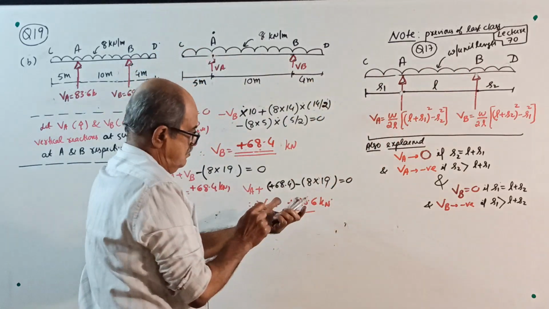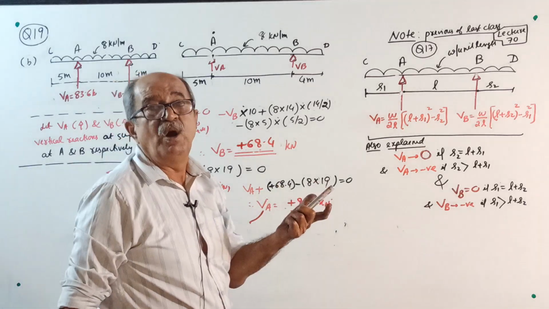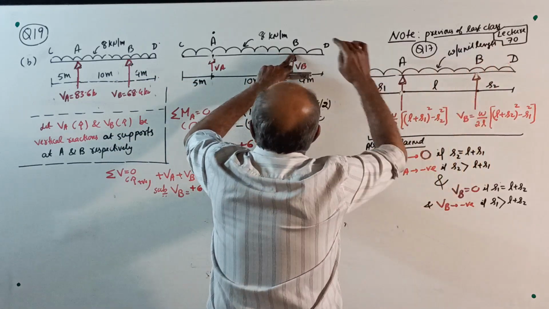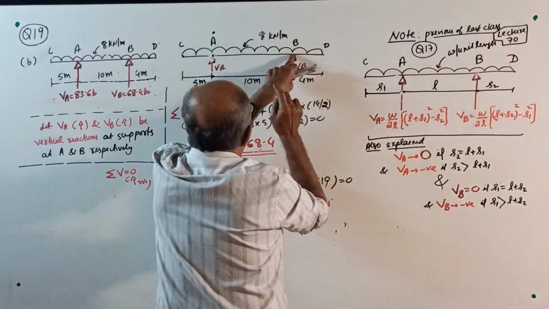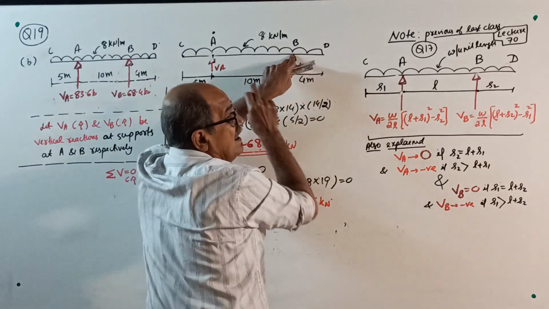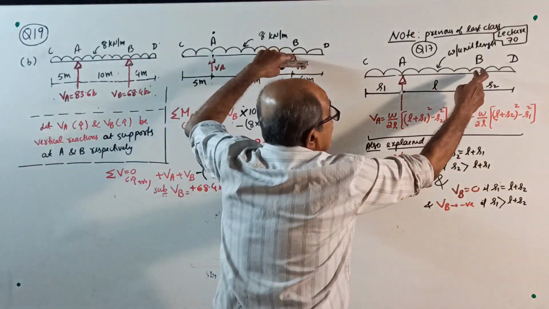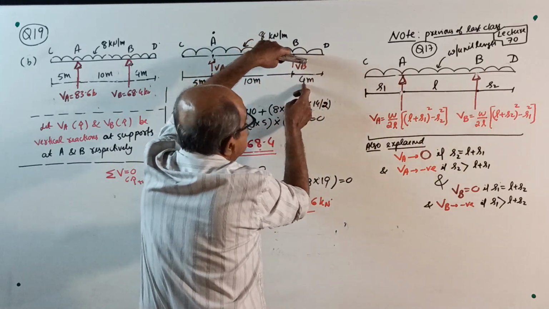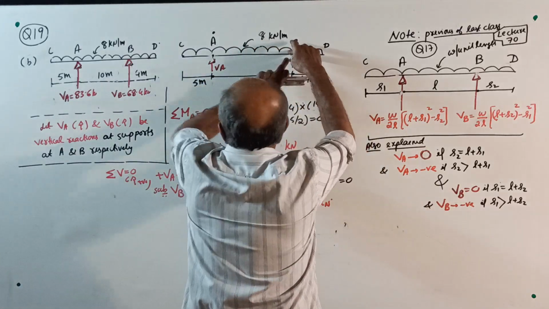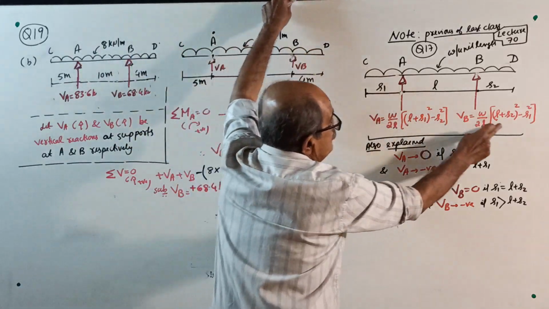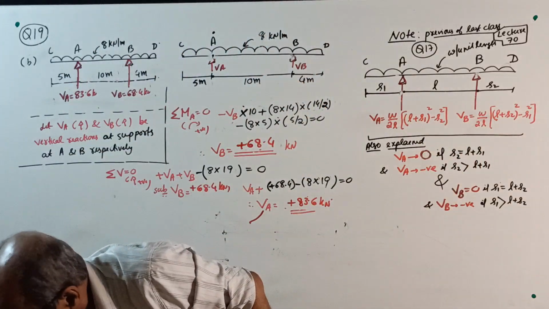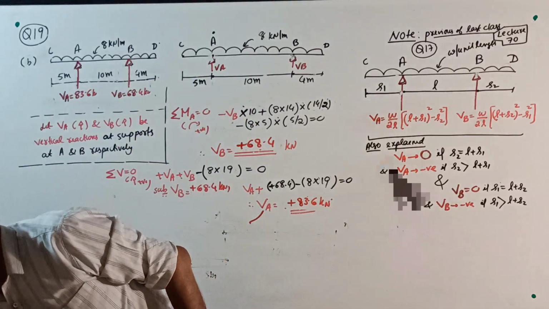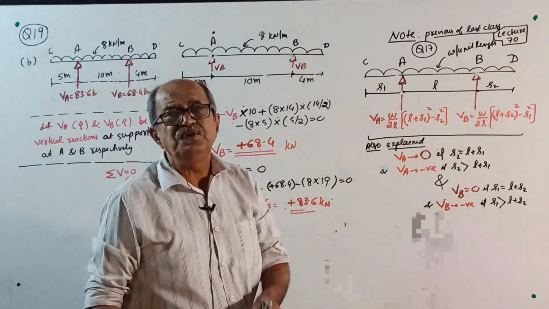You check it, 83.6 kilonewton. And this reaction equal to W divided by 10, the span, divided by 2, into bracket. If this reaction, sum of these two spans, 10 plus 14, 14 square minus other overhang square, 5 square. 68.4 kilonewton. Tally. Next time onwards, you check it.